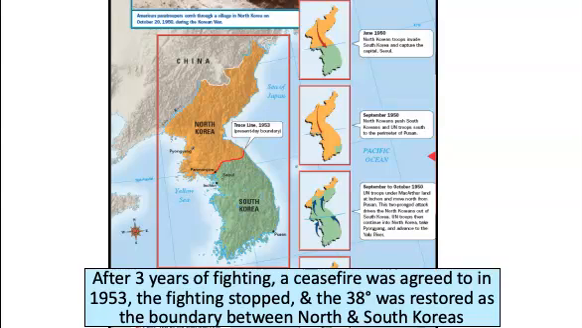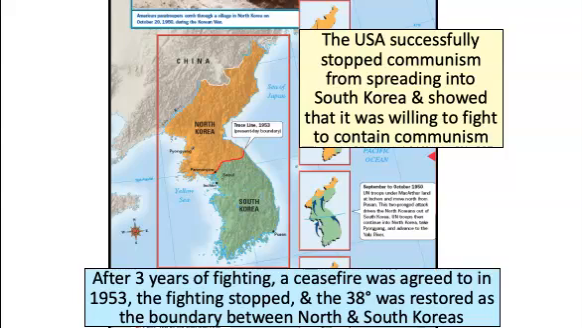Now, the United States still has tens of thousands of U.S. military personnel along this border, and the DMZ, or the demilitarized zone that separates North and South Korea, is the most heavily guarded border in the entire world, still to this day. Now, generally speaking, the United States had stopped communism from spreading into South Korea, and we showed that we were willing to fight a war to contain communism.